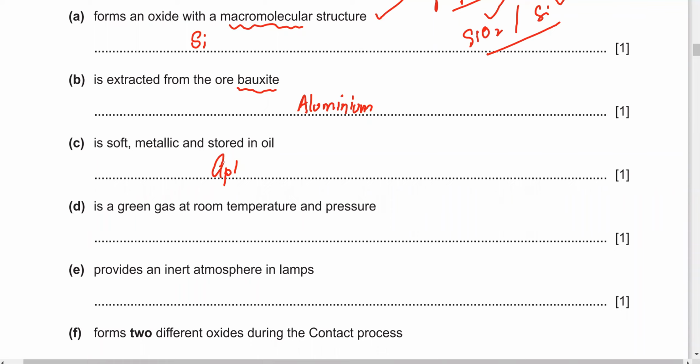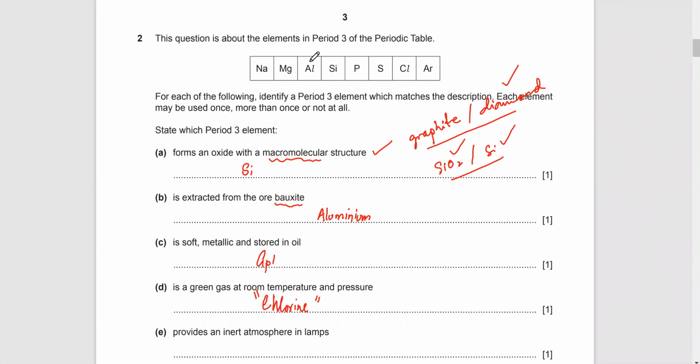Zinc, I think. In gas, it's zinc is a metal. It's chlorine, which is, if you open the data sheet, it's over there in the colors of compounds. Next one is provides an inert atmosphere in lamps. So what gas provides an inert atmosphere in lamps? I mean, which gas is inert out of all of them?